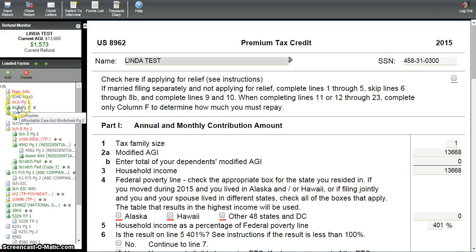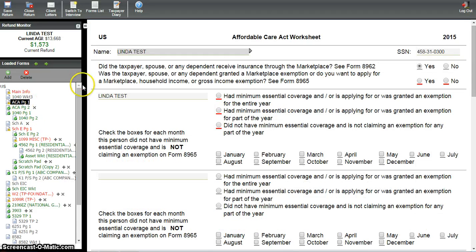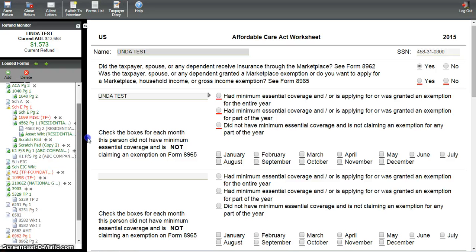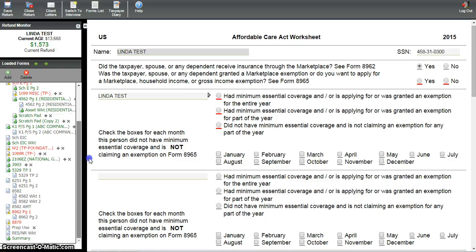Looking at the ACA worksheet, which is titled ACA Page 1 and 2 in your tree, when you answer the first question on this worksheet, did anyone purchase insurance through the marketplace? Answer yes to that, and TaxWise will automatically load a Form 8962 in your tree.